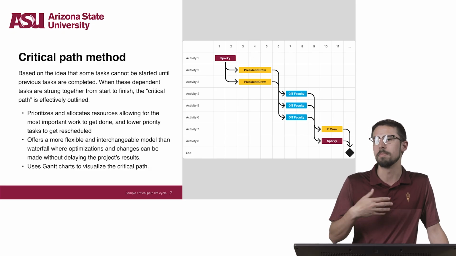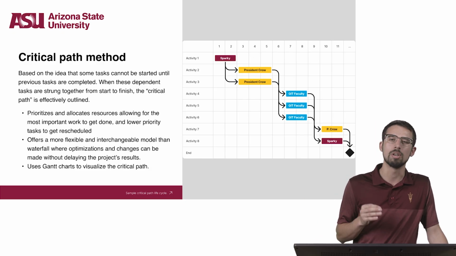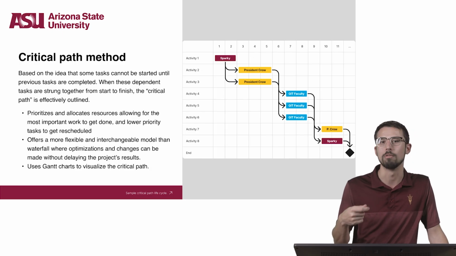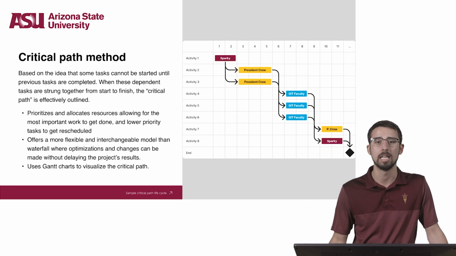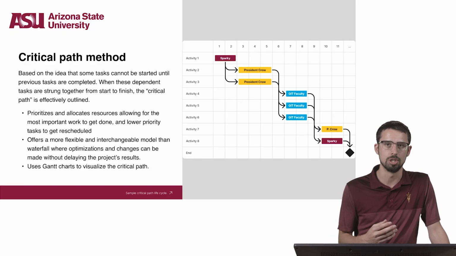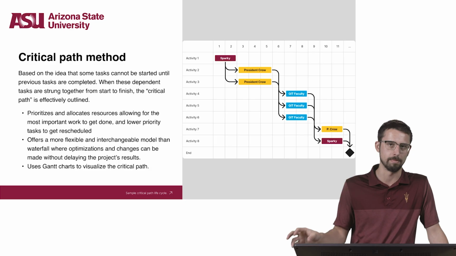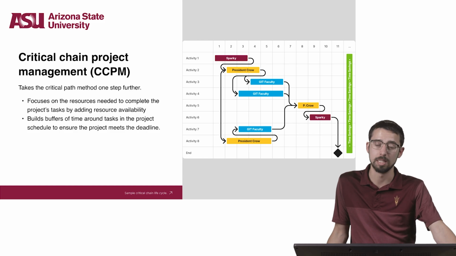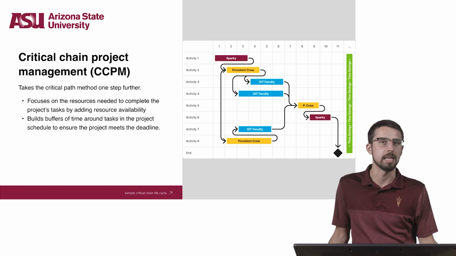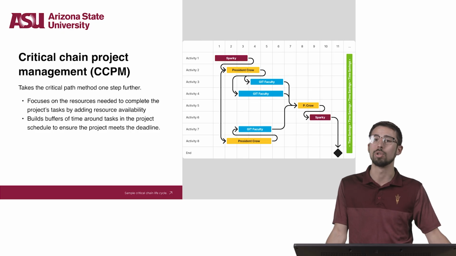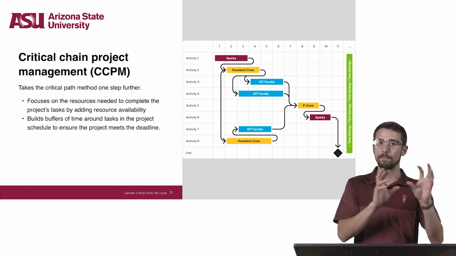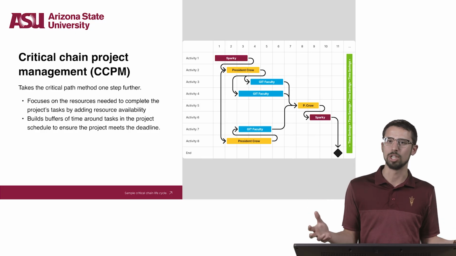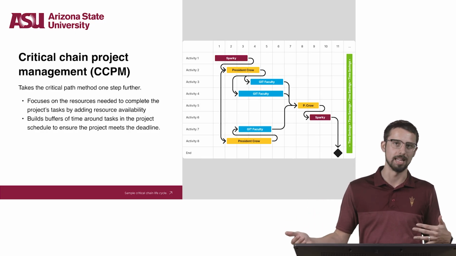This way, if you need to make changes to the project schedule, you can optimize the team's work process without delaying the results. And a Gantt chart is one of the most common ways to visualize the critical path in project management. Critical chain project management takes the critical path method even one step further. CCPM is a methodology that focuses on the resources needed to complete the project's tasks by adding resource availability to the critical path. It also builds buffers of time around these tasks in the project's schedule, ensuring the project meets its deadlines.